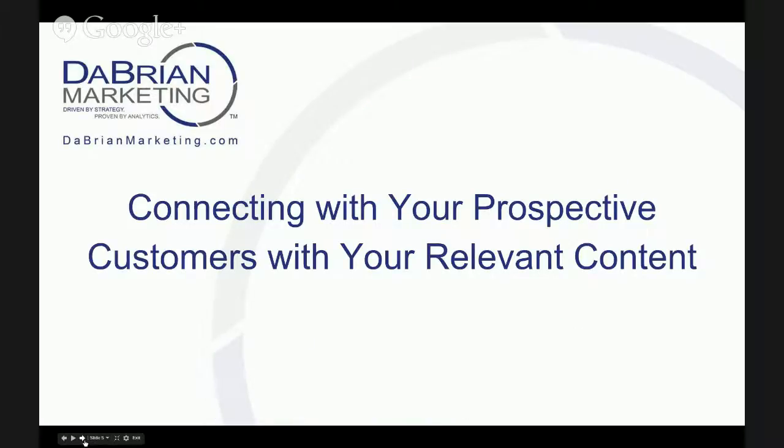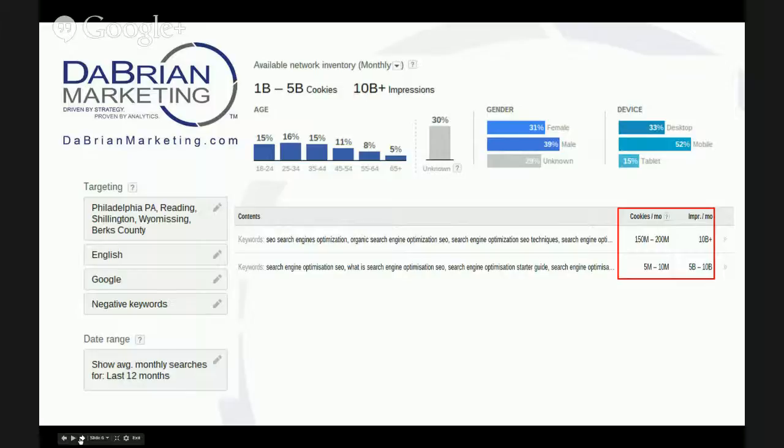So the next piece of this at a high level is connecting with your prospective customers with relevant content. And when we speak to this particular piece here at DaBrian Marketing Group, we're really focused on taking a look at your target audience. It's more along the lines of who's your audience, what are you trying to accomplish, what's within the strategy, and aligning those pieces of content to that target audience based upon their intent and possible search terms and trends.